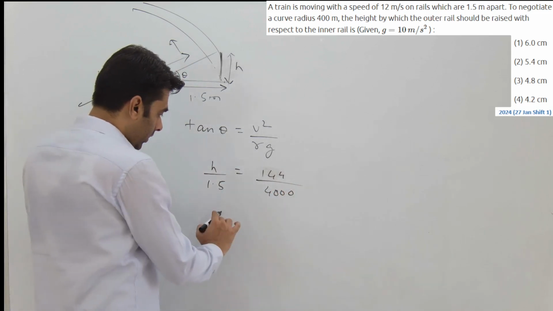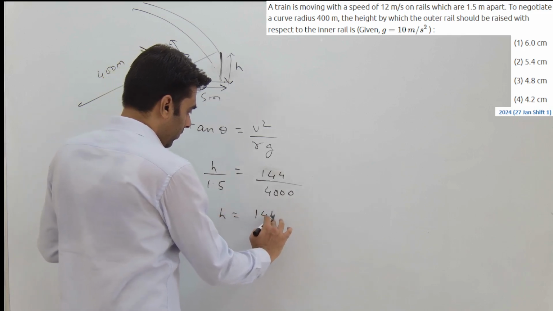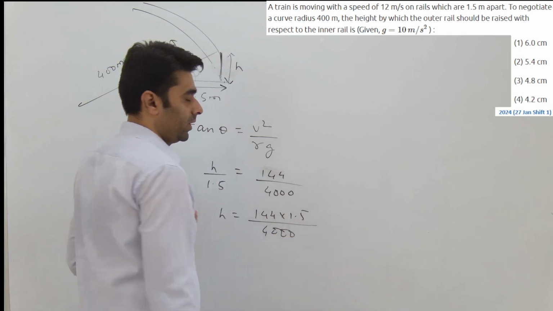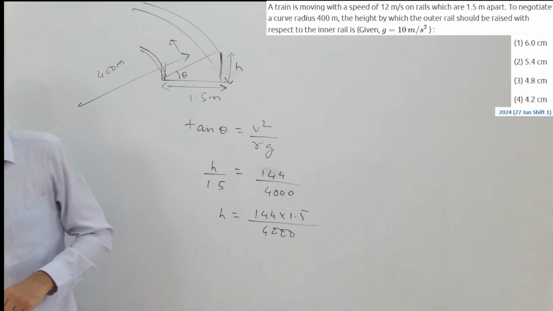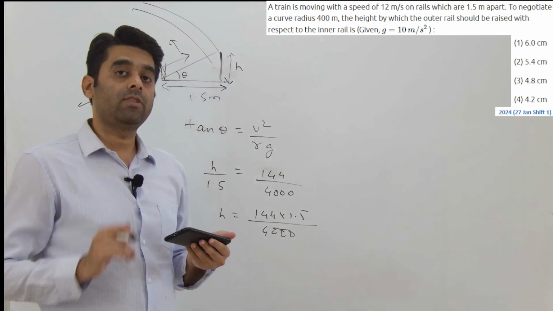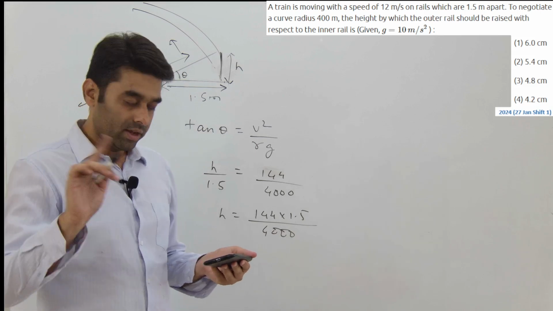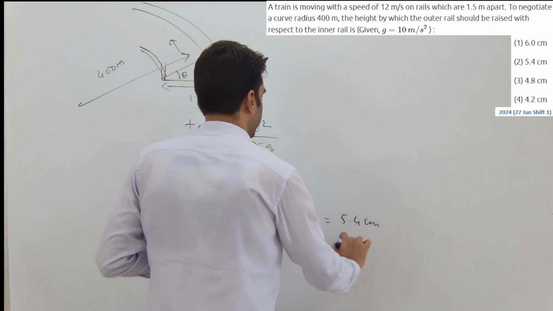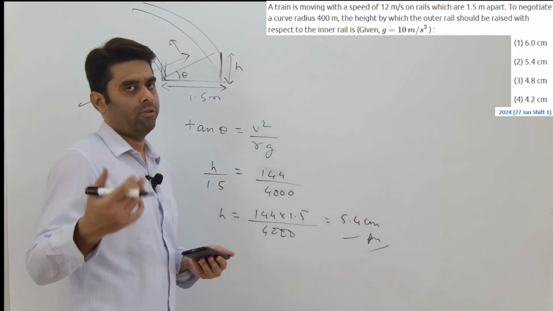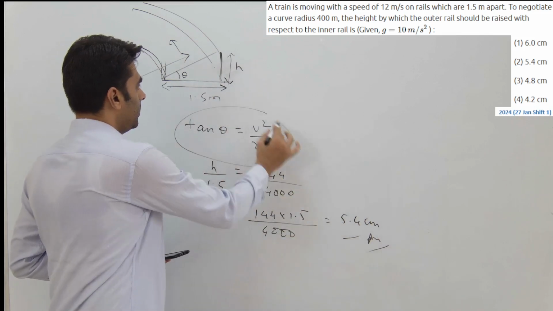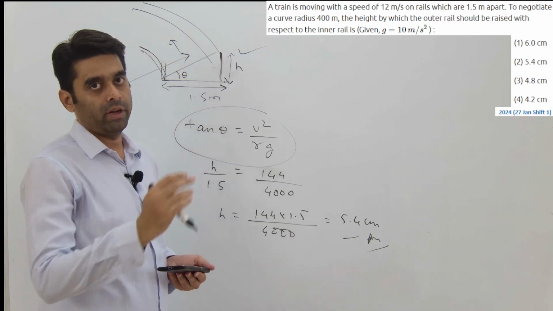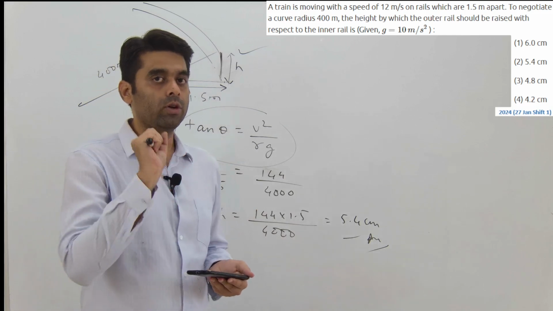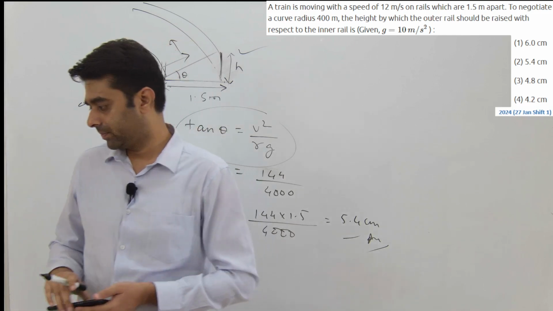When you solve this, h value is 144 into 1.5 divided by 4000. In the options, the answer is given to you in centimeter. Over here it will come in meter. Finally, when you convert into centimeter, this will come out to be 5.4 centimeter. Right? Direct formula based question, we just need to visualize the diagram carefully and use our banking relation. So answer will be your 5.4 centimeter. Let us move ahead.